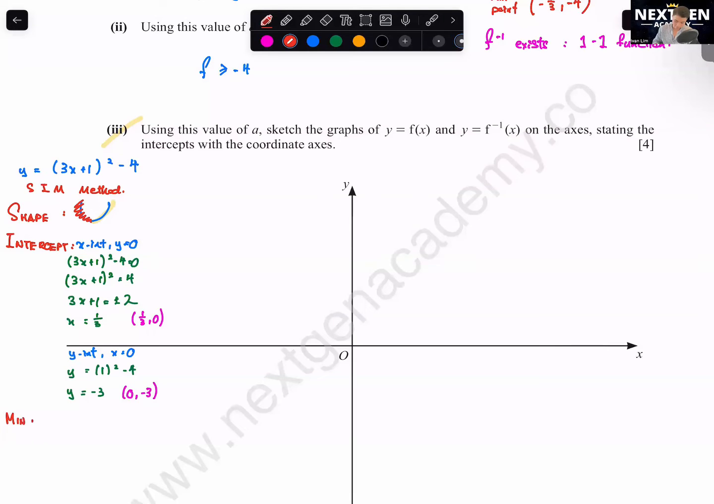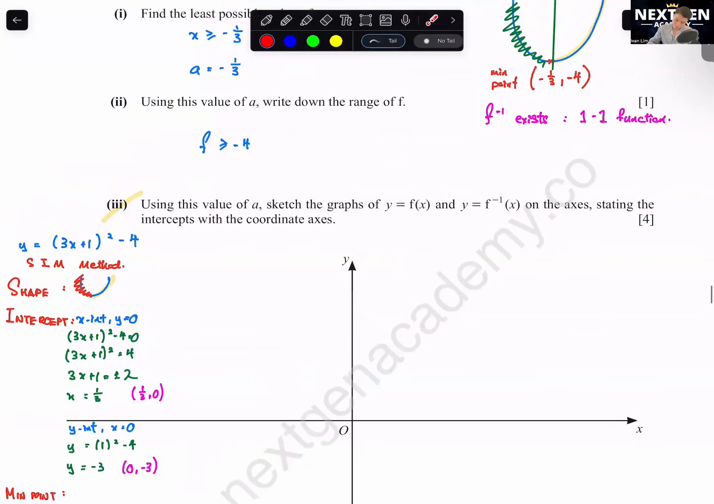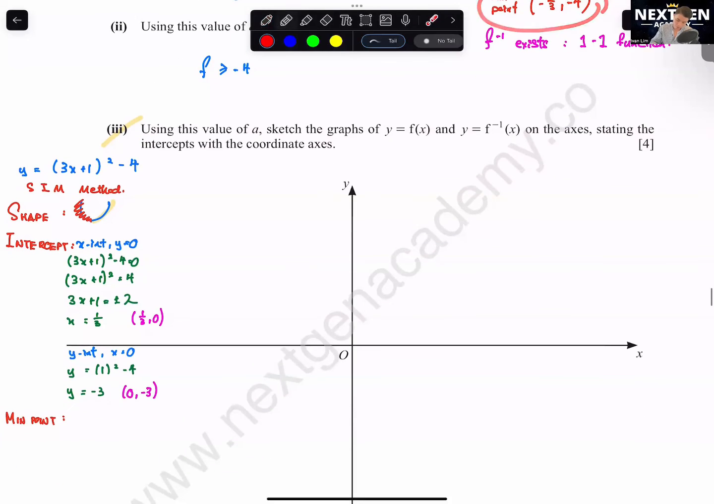In this case, it is your minimum point. They actually never ask you to list down the minimum or maximum point, but normally I will just calculate it to draw the graph accurately. Just now we found already from the top here, the minimum point is (-1/3, -4). Everyone good until here?